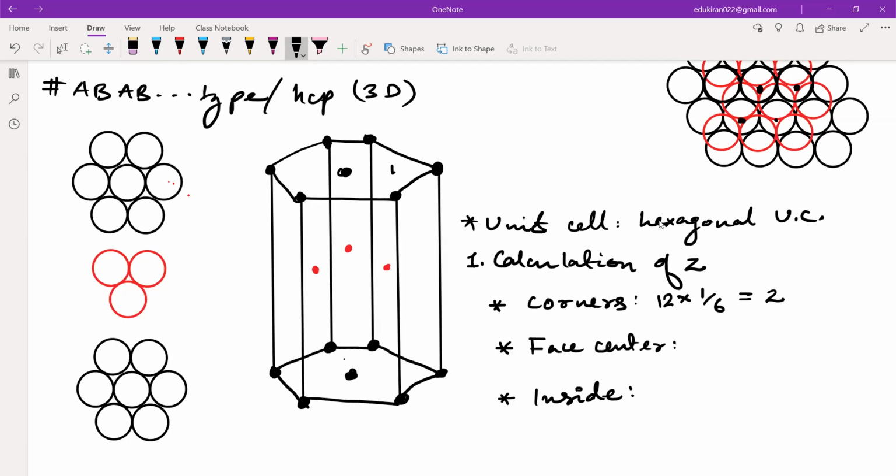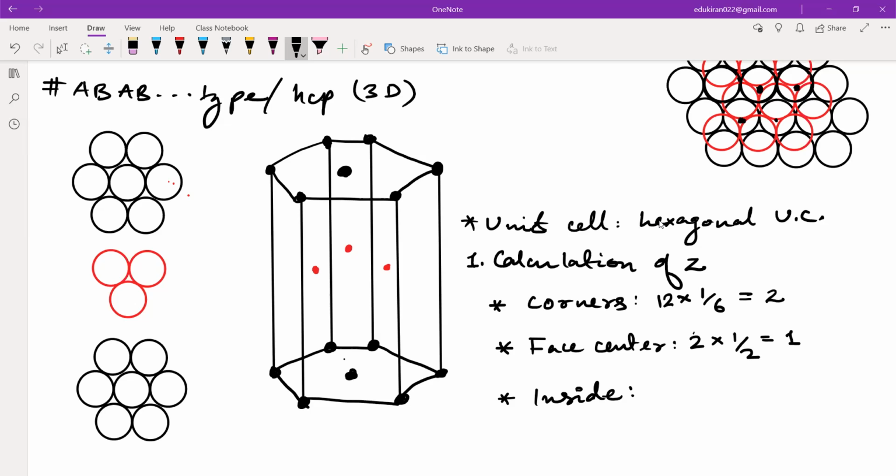Now, face center is here, and there will be 1 unit cell just above it. So for the face center, there are 2 face center atoms multiplied by 1 by 2, because their contribution is half, because there will be only one unit cell just above this unit cell, and the face center atom will be shared in that unit cell also. So this will be equal to 1.